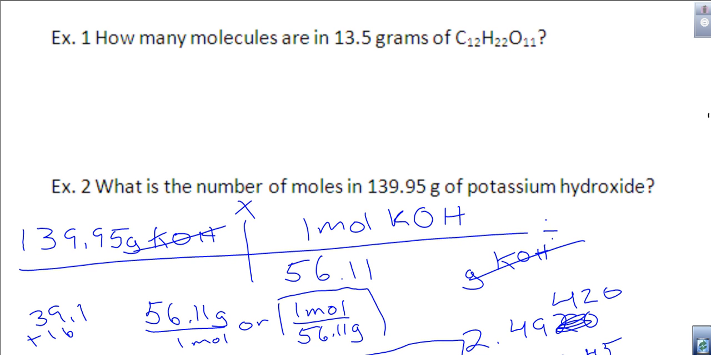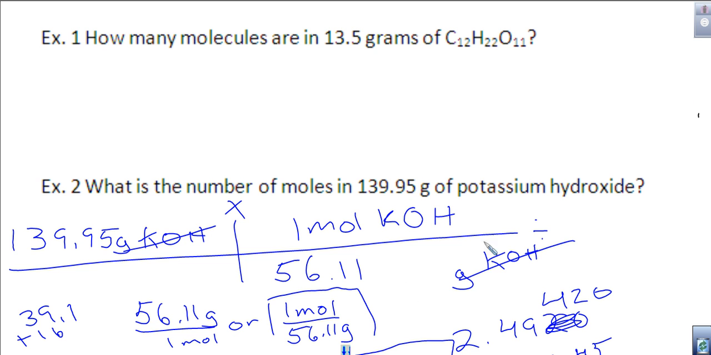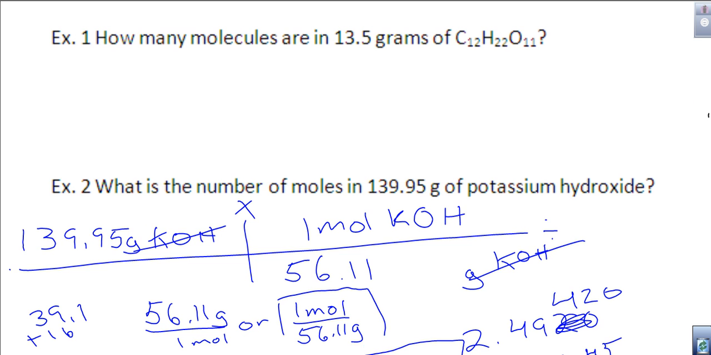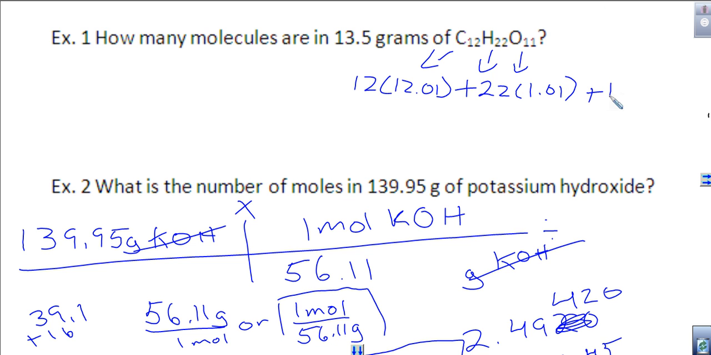So let's go ahead and look at this part over here with going from grams to molecules. So the way this is going to work is we need to find the formula, find the molar mass. So we're going to find the molar mass of C12H22O11. I'm going to take 12 and multiply it by 12.01 because that is the molar mass of carbon. 22 times 1.01 since it's the molar mass of hydrogen, plus 11 times 16, which is the molar mass of oxygen. If I remember correctly, it should be 343 something is the molar mass.